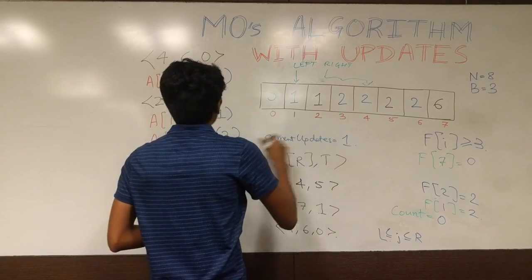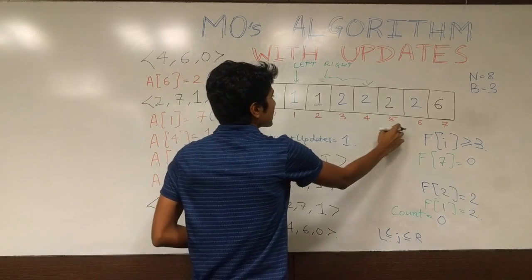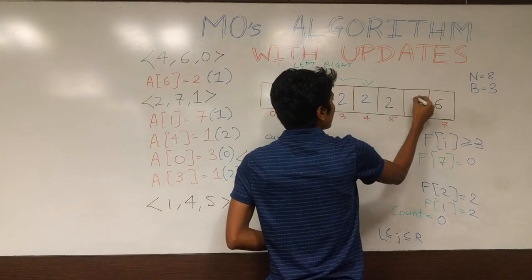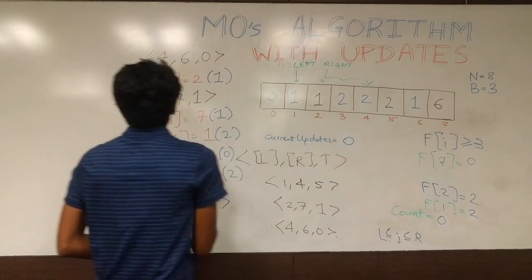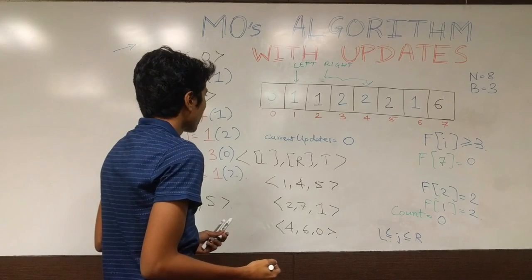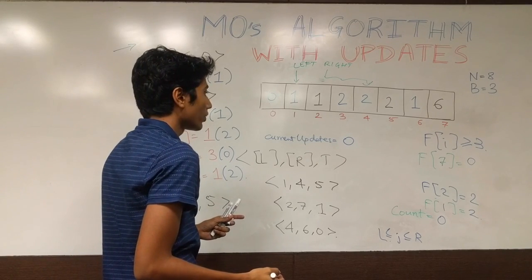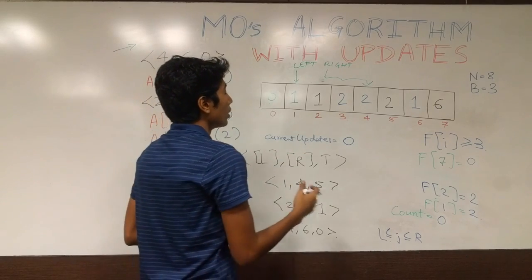So yeah, first let's roll the update back. A of 6 becomes 1. Current number of updates is 0, which is what we want. Current number of updates is pointing to nothing. And what do we need to do? Yeah, A of 6 became 1, which was 2 earlier.